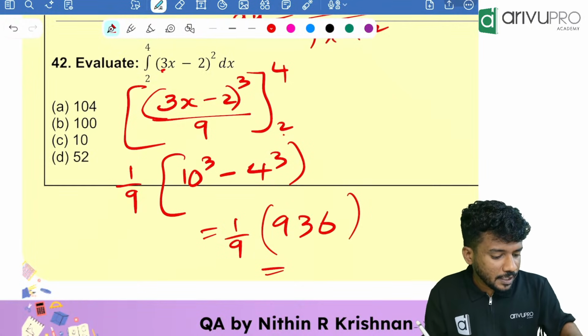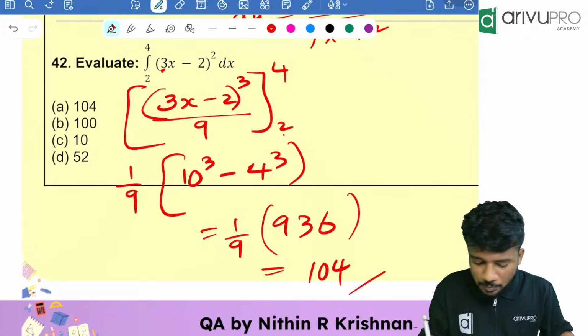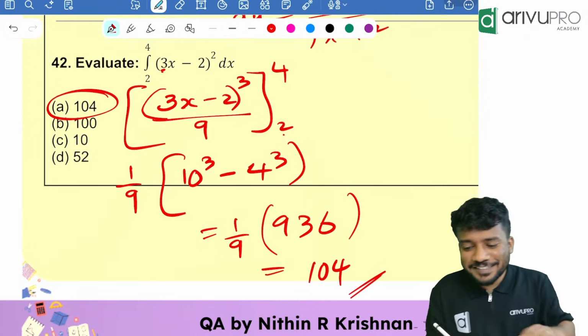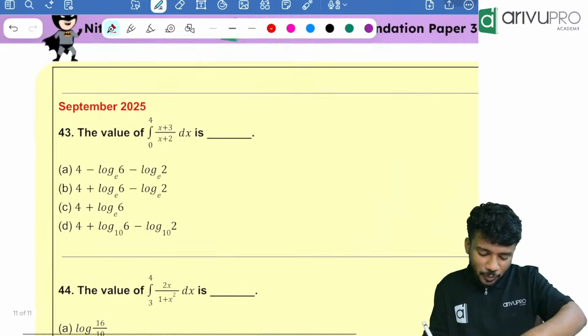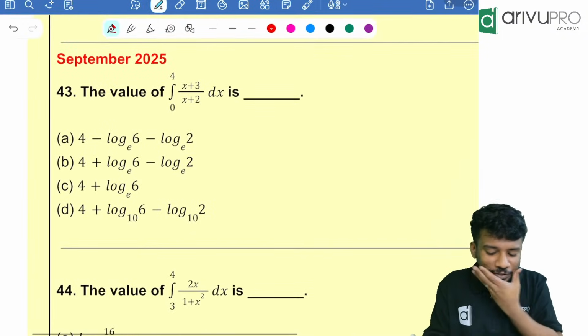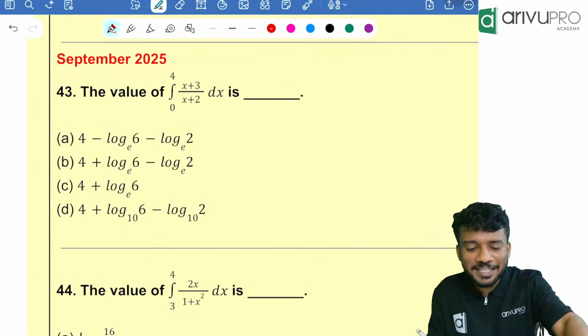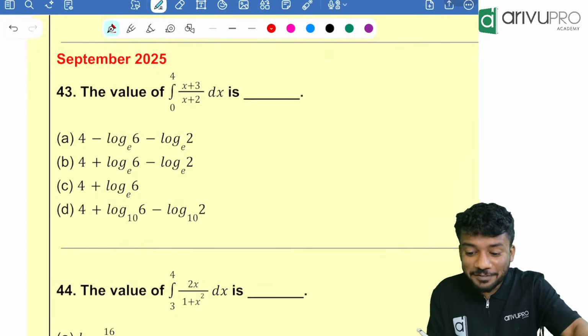936 divided by 9 is 104 people. Option A is your answer. Very easy question. Next one, we are going for another easy question, people. I'll tell you the shortcut for these type of function also.